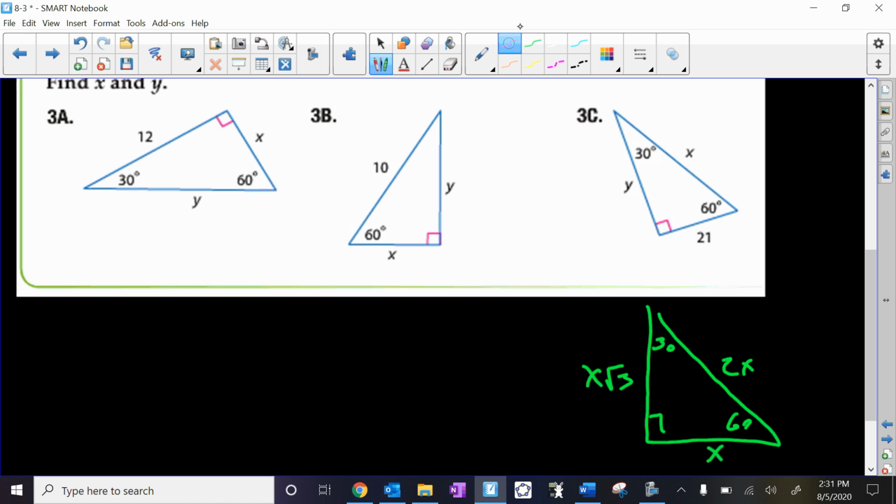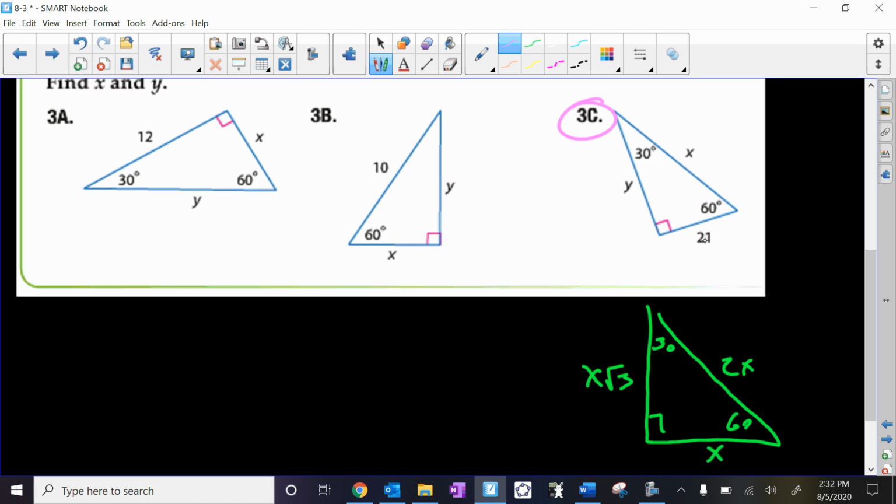The most important side length out of this is the one that is across from the 30. If you have that side length, that's awesome, because then you can go to either the hypotenuse or the long leg. If you don't have the side length across from the 30, we're going to have to find it. So we're going to actually start with 3C, and we'll kind of work backwards from there.